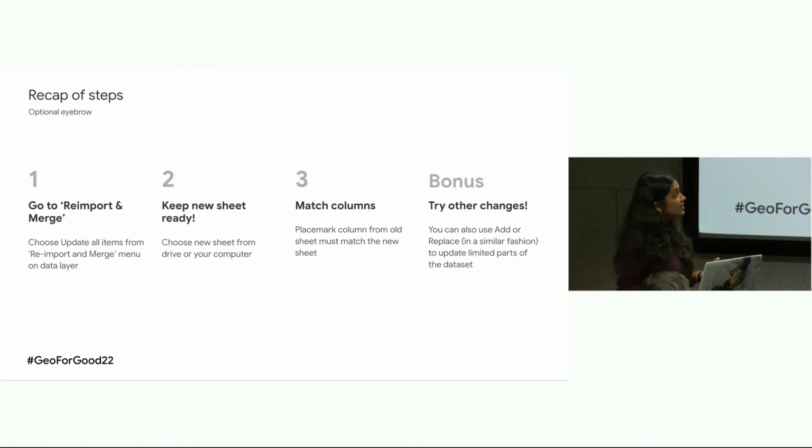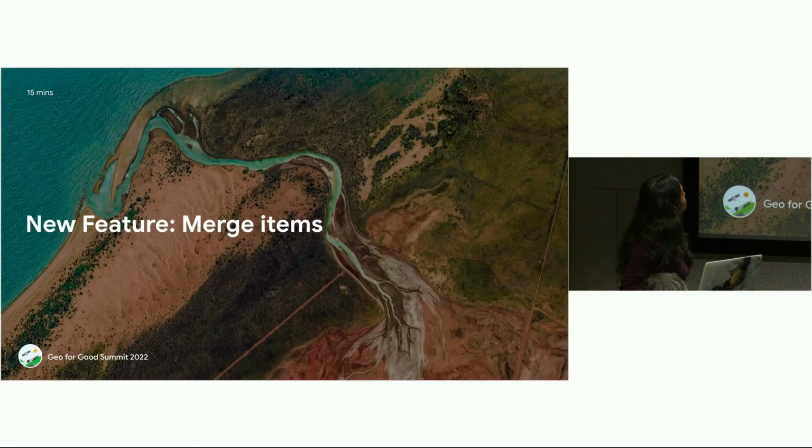Keep your new data sheet ready. You can even import a CSV spreadsheet or a spreadsheet from your computer. It doesn't have to be a Google Sheet. Be sure to match the columns. Your new sheet must have at least one location-based column, given that this is a My Map that we're trying to make. And yeah, last but not the least, we just demoed update, but feel free to try out add or replace and see how those functions work to update your data sets.